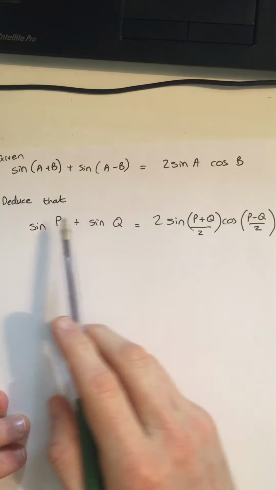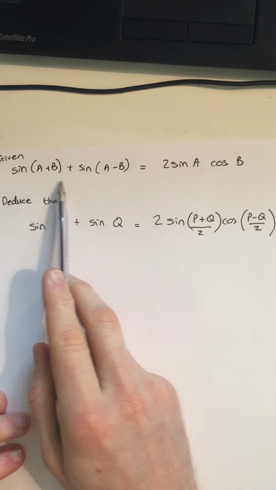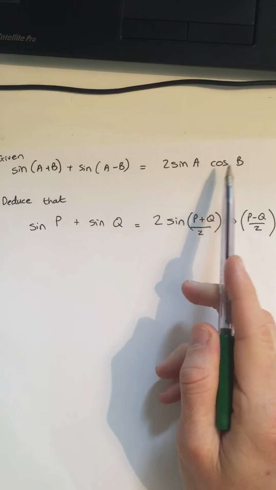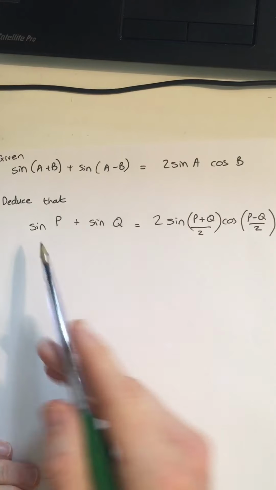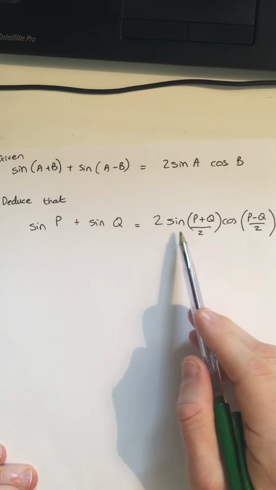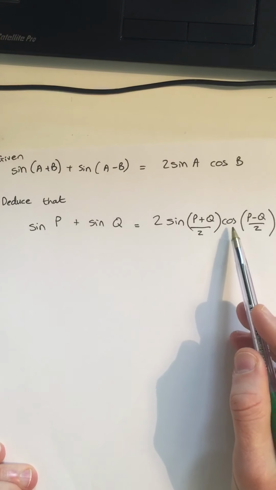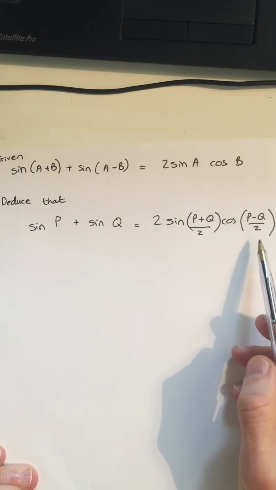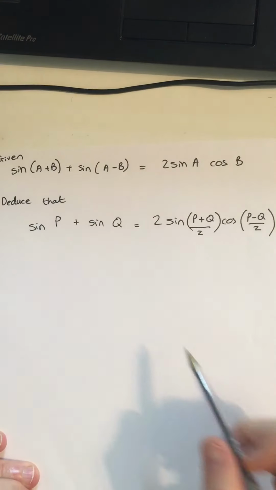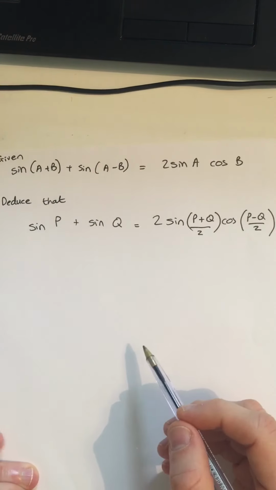So in part A of the question, we showed that sine A plus B plus sine A minus B is equal to 2 sine A cos B. And we need to deduce that sine P plus sine Q is equal to 2 sine P plus Q over 2 cos P minus Q over 2. So the key here is comparing these and writing down what's the same.